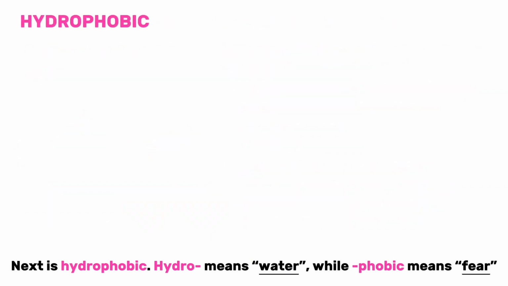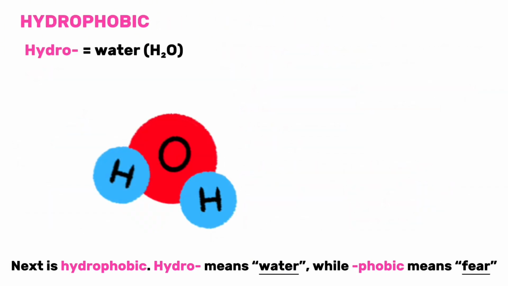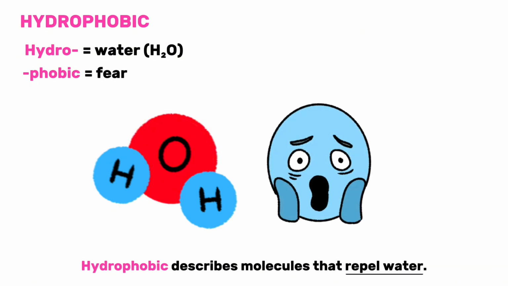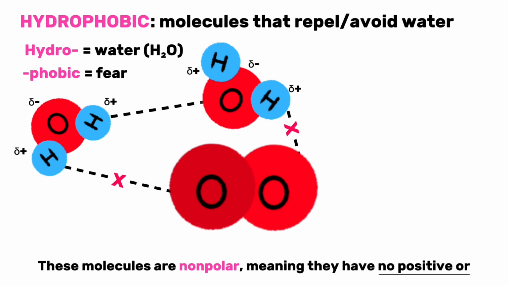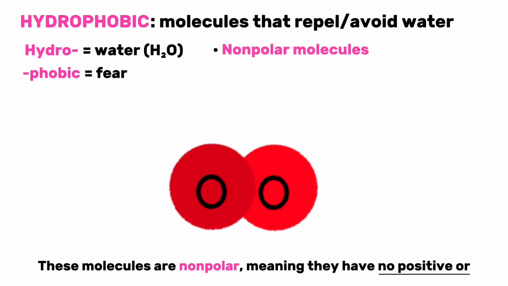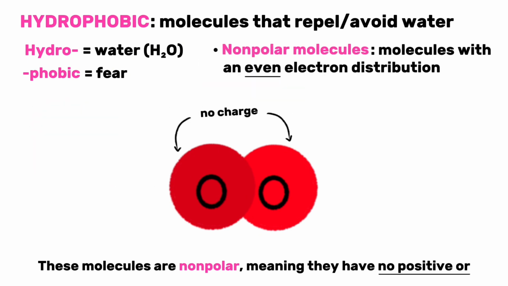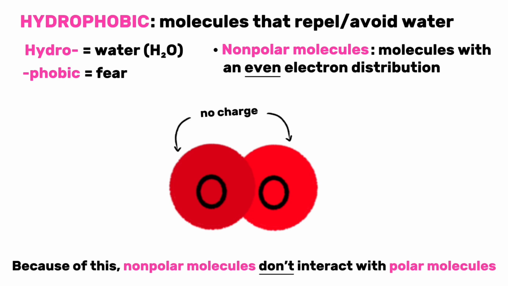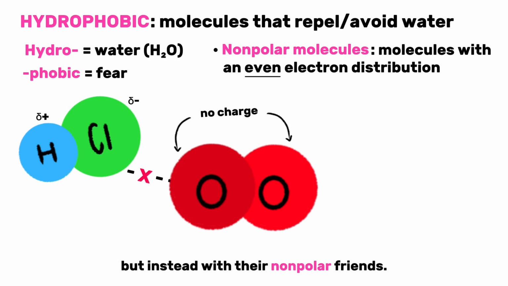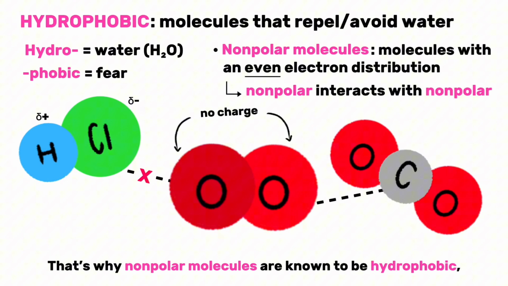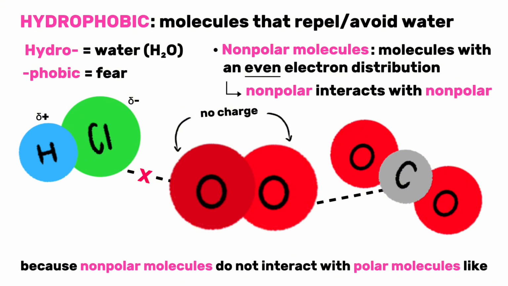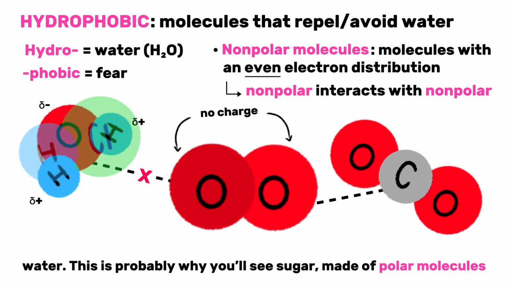Next is hydrophobic. Hydro means water, while phobic means fear. Hydrophobic describes molecules that repel water. These molecules are nonpolar, meaning they have no positive or negative charge. Because of this, nonpolar molecules don't interact with polar molecules, but instead with their nonpolar friends. That's why nonpolar molecules are known to be hydrophobic, because nonpolar molecules do not interact with polar molecules like water.